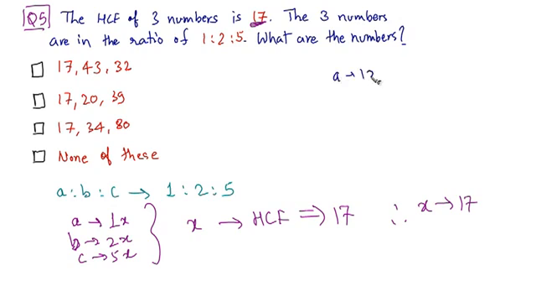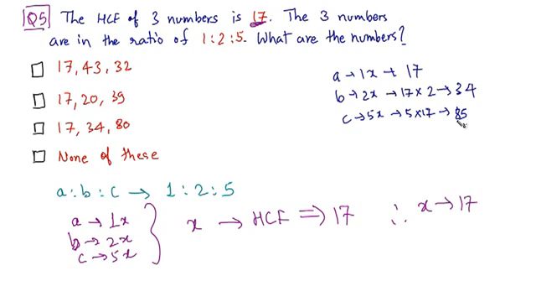So A is 1x, that is 1 into 17, which comes out as 17. B is 2x, which is 17 into 2, which comes out as 34. And C is 5x, which is 5 into 17, which is 85. So none of these options contain our answer. So the answer is none of these.